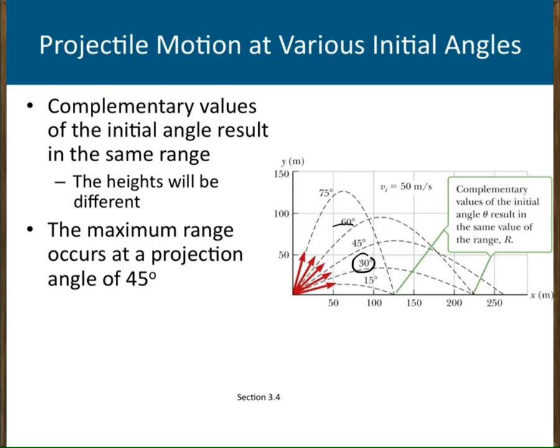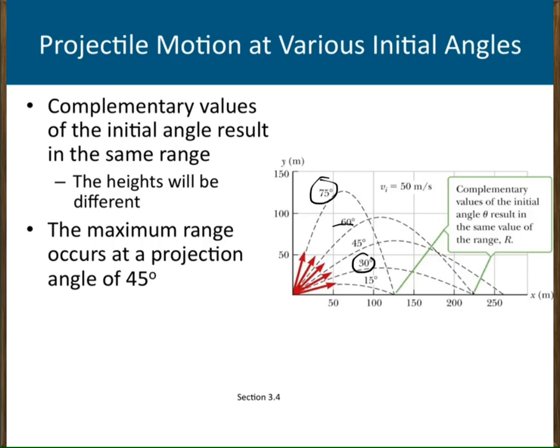Like, sine of 2 times 15 degrees is the same as sine of 2 times 75. So it doesn't matter if you throw the object at 75 degrees up or 15 degrees up, it will land on the same position. Okay? Alright, so this is an immediate consequence of the range expression.